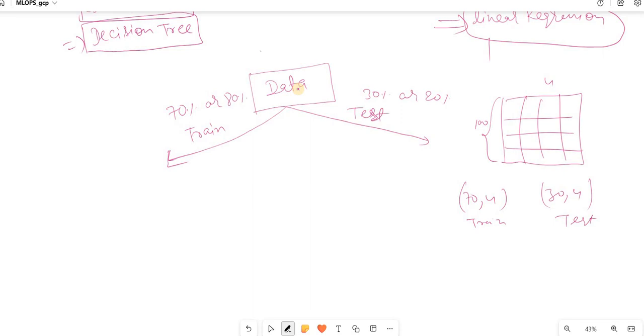Now let's suppose the data has 104 rows and assume that we are going 70-30. So it will become 70 and 4, and this record will be 30 and 4, the test data. 30 is the rows, 4 is the columns, 70 is the rows, 4 is the columns. Now why are we calling it train and test? On this data, we will train our machine learning algorithm. Let's understand from a real-time scenario.